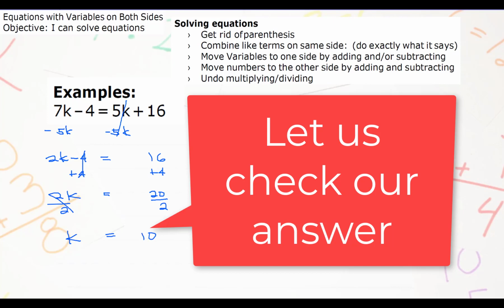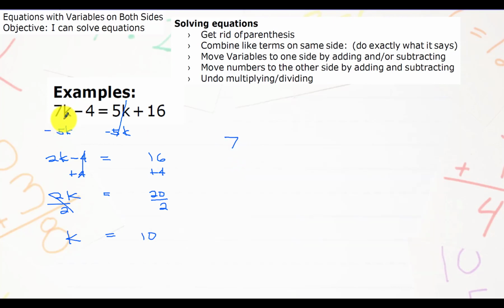We're going to use our substitution property. Replace your k by 10. 5 times k, and again, replace your k by 10. Okay, so we are verifying if indeed the left side is equal to the right side if k equals 10. If the left side is equal to the right side, it means that the answer that we got is correct.